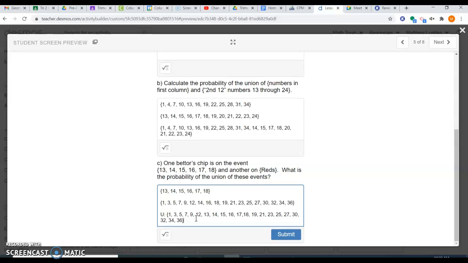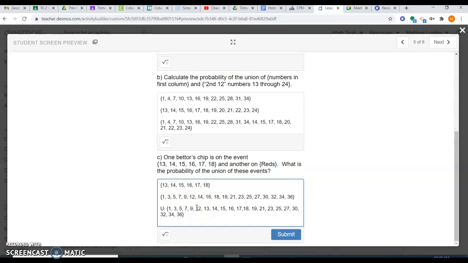Now, I have my union already written out below that. And remember what a union is, it's the probability of one or the other hitting. And so I contain all the possible numbers that one or the other bet will hit. Okay? And pretty much all that happens is I combine these 2 sets and I don't let numbers repeat. That's how I can explain the union. You combine the 2 sets, but you don't let numbers repeat.